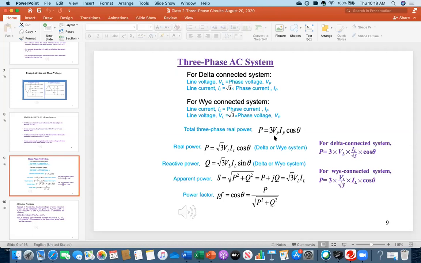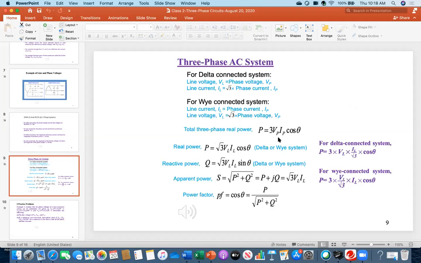Now if it is an unbalanced system, then you can't use this equation. You have to sum up phase by phase. For example, VP IP cos theta for phase A, plus VP IP cos theta for phase B, plus VP IP cos theta for phase C. Because in an unbalanced or unsymmetrical system, voltage magnitude or current magnitude will be different, so you can't directly multiply by 3. You have to add up phase by phase. Therefore, remember this equation is valid for the balanced system only.